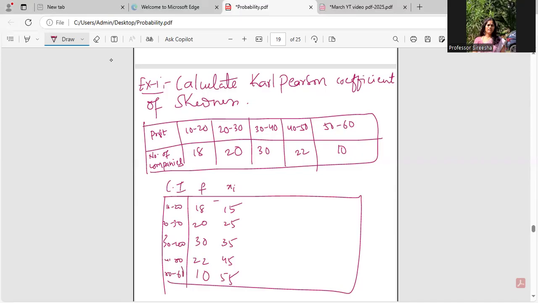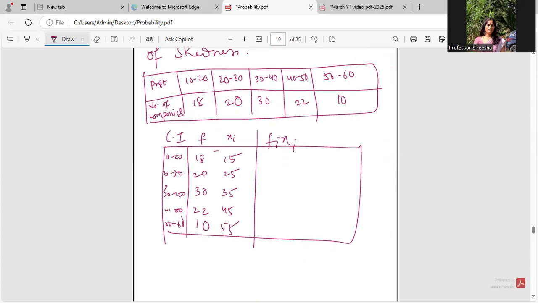Next, what I need is Fi Xi. I can just multiply the values and finally find the summation Fi Xi for the mean. What's the mean? I'll be substituting summation Fi Xi. How many values are there?